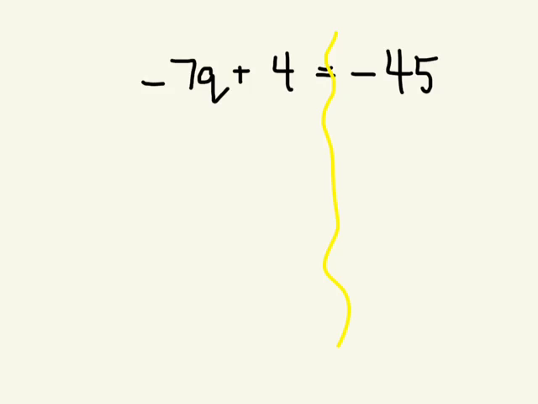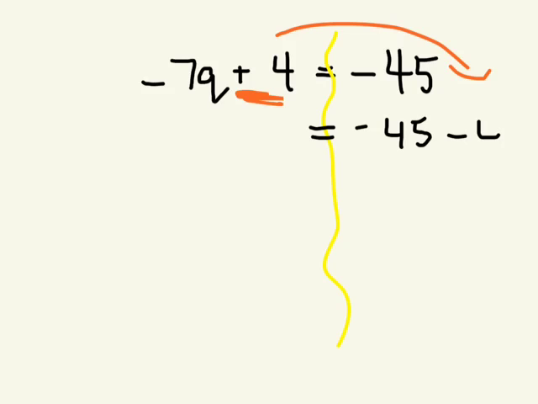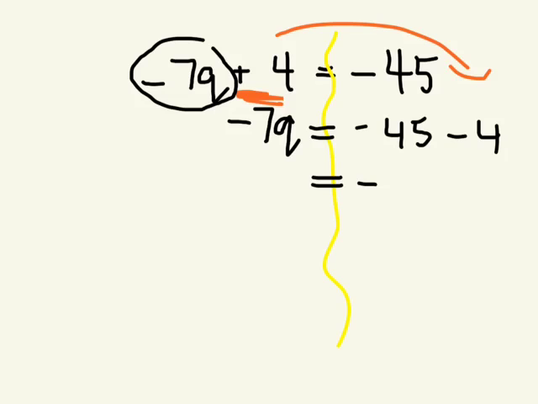Again, you want to deal with your left side and your right side. What do I want to get rid of from the left side? The plus 4. So positive 4, bring it to the other side. It becomes negative 45 take away 4. And what do I have remaining on the left side of the equation? The negative 7q. Good. So negative 45 take away 4 is negative 49. And we still have our negative 7q on the left side.